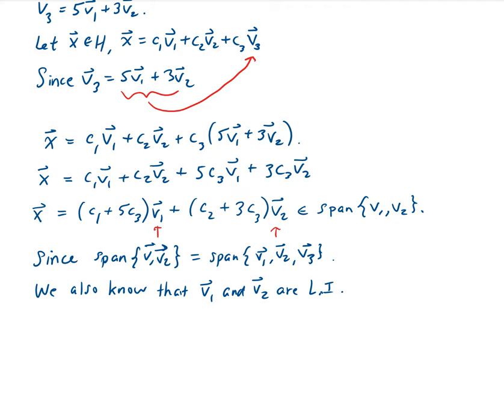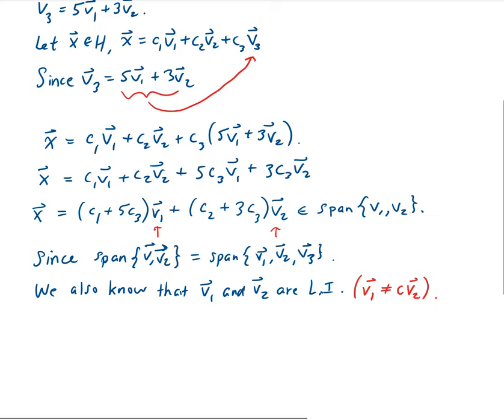Namely, V1 is not equal to a constant multiple of V2. Therefore, they're linearly independent. So we found that V1 and V2 span, and V1 and V2 are linearly independent.